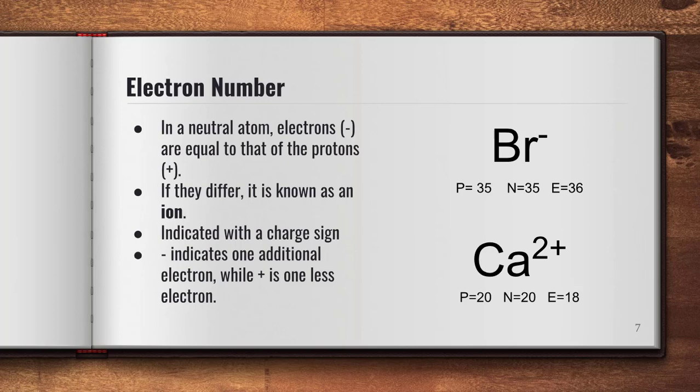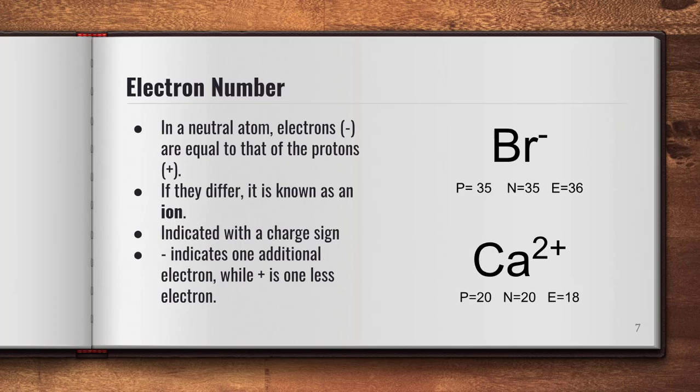Now, in a neutral atom, electrons are equal to protons. If they differ, it's known as an ion, and that's indicated with a charge sign. A minus indicates that there's 1 additional electron, while a plus is 1 less electron. I know that seems really counterintuitive, but think about the charges that are present. Electrons are negatively charged, and protons are positively charged. So if I have 1 extra electron, I am going to have 1 extra negative charge, which is why a negative sign is indicated. If I have 1 fewer electron, then I'm going to have more protons, which means that there is more of a positive charge.